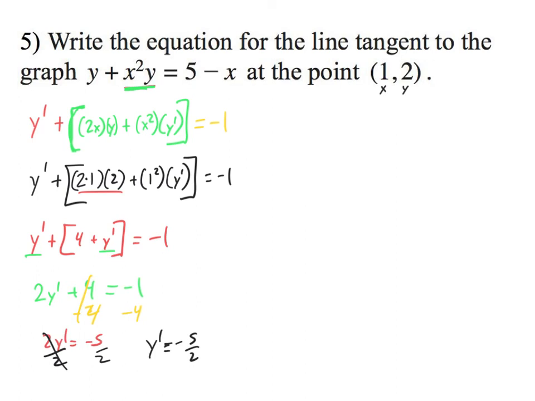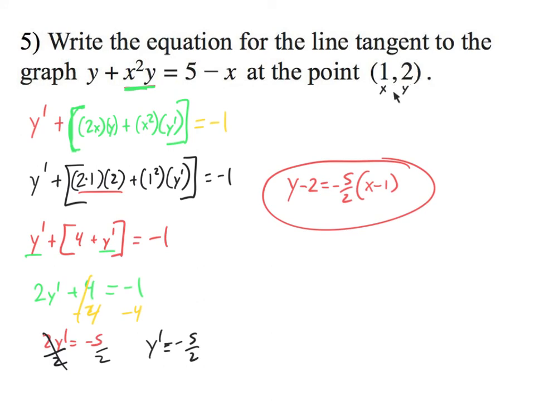I'm not done. I want my tangent line. So this is just my slope. So my tangent line is going to be y minus y1 equals the slope times x minus x1. That would be the equation of the tangent line, in point-slope form.